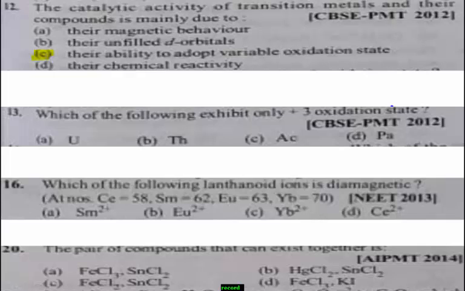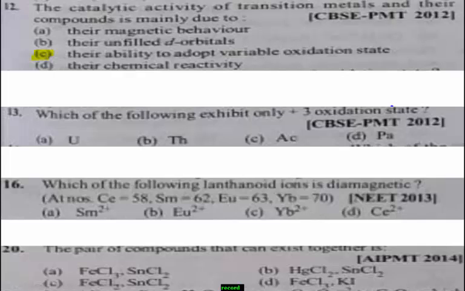Next question number 13. Which of the following exhibit only +3 oxidation state? Which of the following exhibit only +3 oxidation state? Option A, uranium. Option B, thorium. Option C, actinium. And option D, Pa, meaning protactinium. Okay.